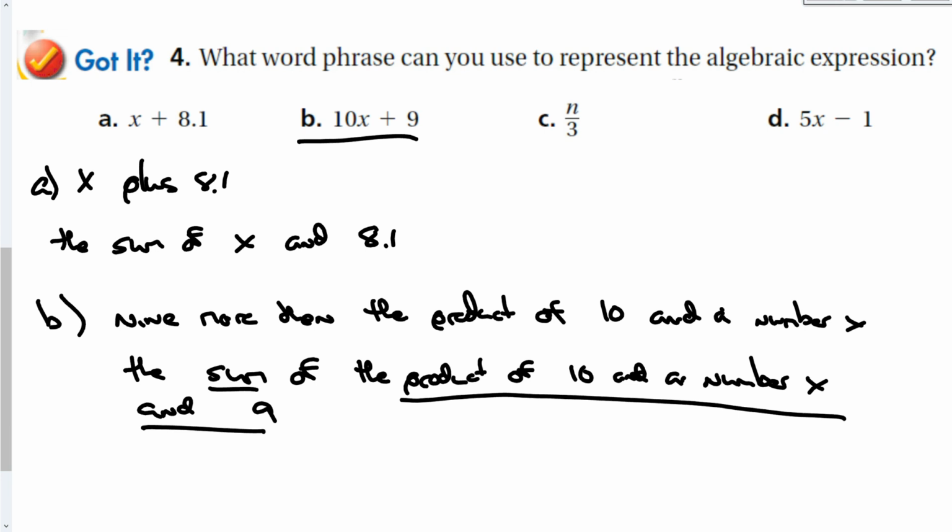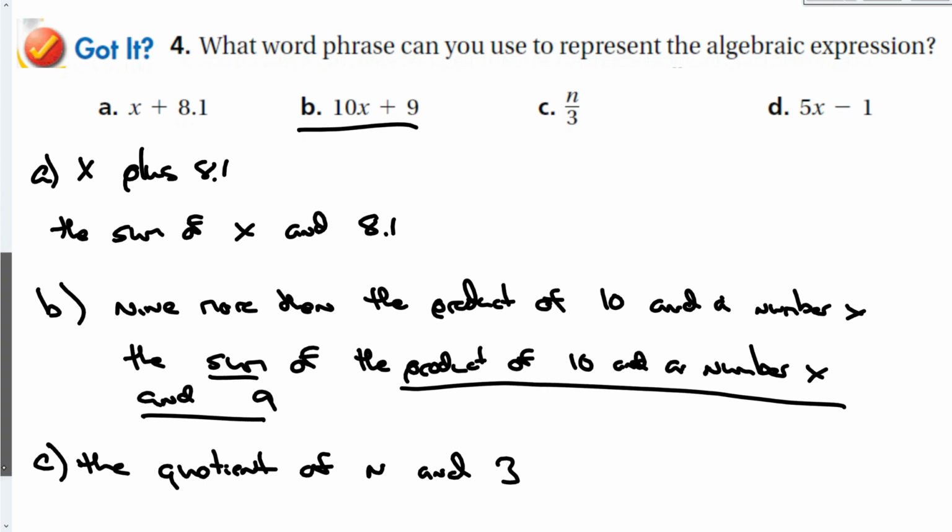Okay? So part C is going to say the quotient of n over 3. So the quotient of n and 3. Or we can say n divided by 3 or n over 3, but the best way is quotient.